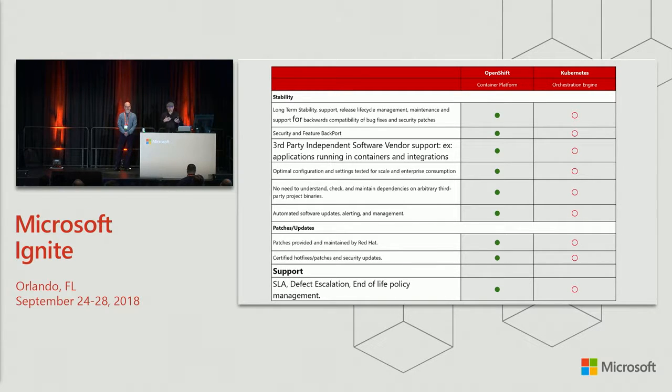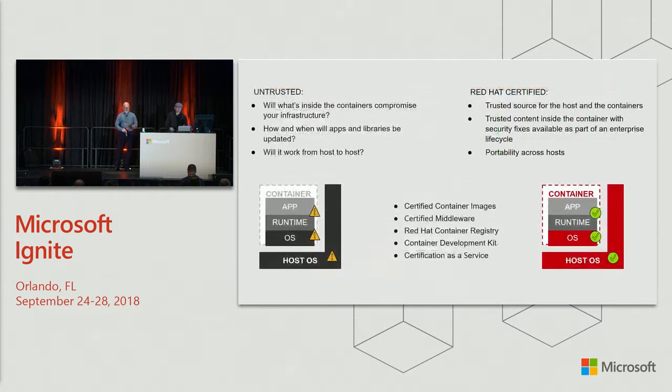And then, with OpenShift, Red Hat provides all of our patches, our fixes, we own the whole stack. So we have everything from the virtual machine all the way up to the application layer. So you actually know that all of these things are going to work with one another.